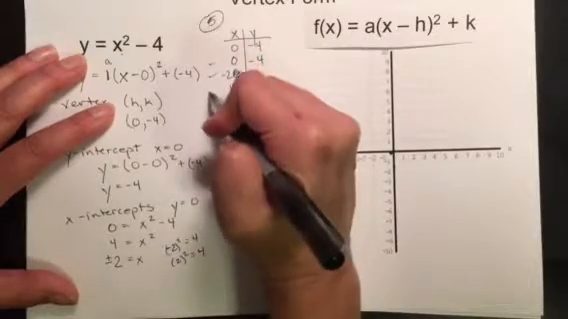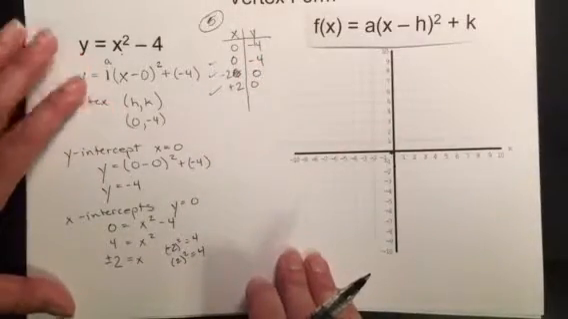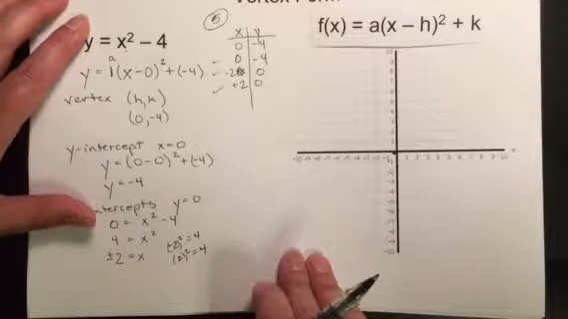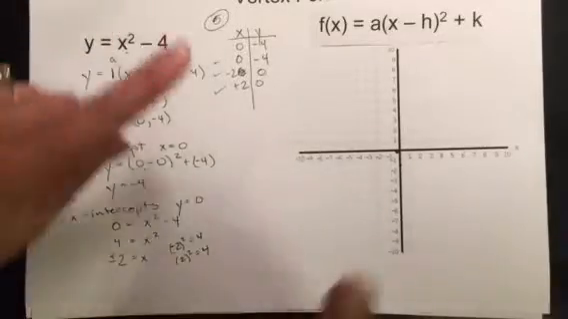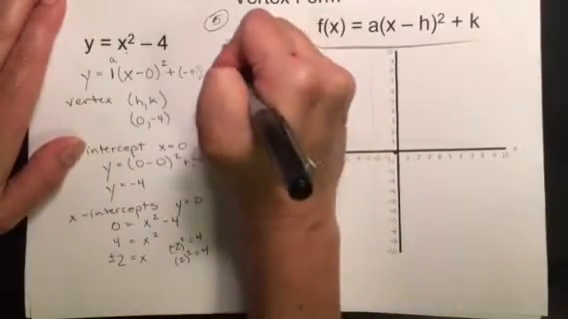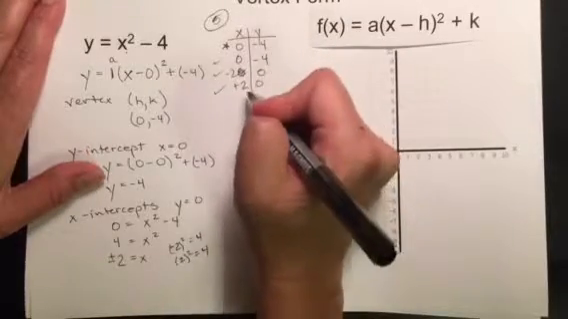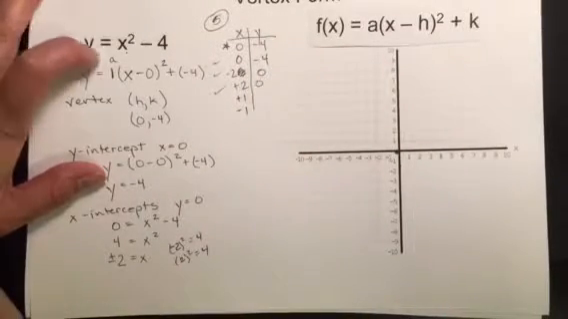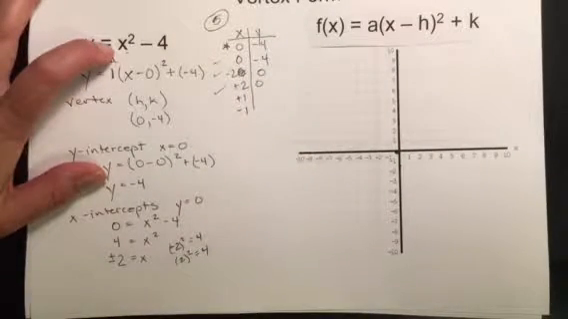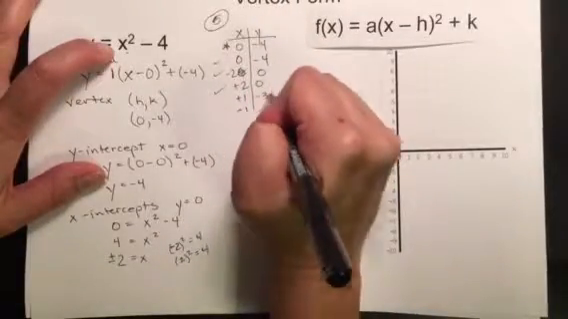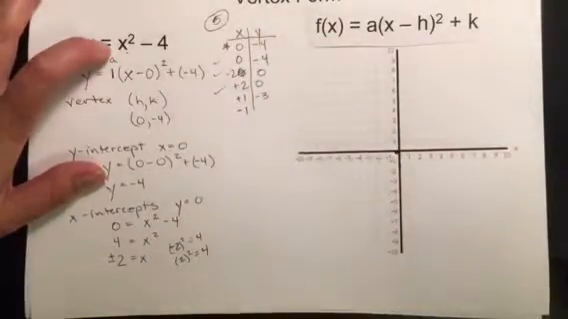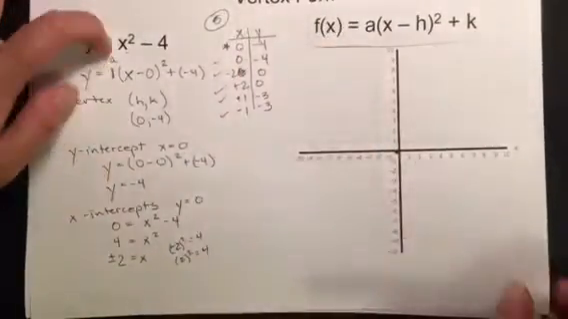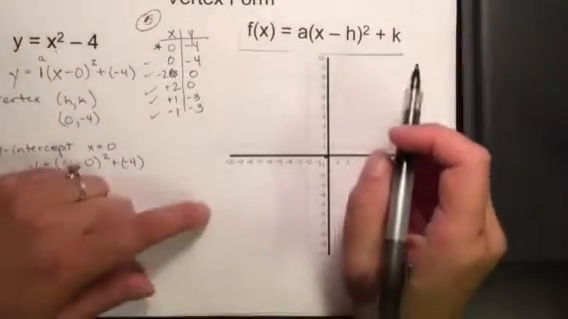So I actually have 3 points so far, which means I need 2 more points. At this point, I can pick whatever I want. Usually it's easiest to pick things on either side of the vertex. So my vertex is (0, -4). I'm going to pick +1 and -1 as my 2 additional points. So +1 squared minus 4 is going to be -3. And then -1 squared is still +1, minus 4 is -3. So now I've got my 5 points, and I'm going to graph over here.